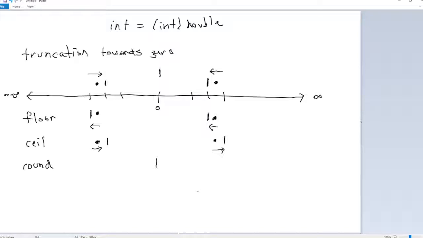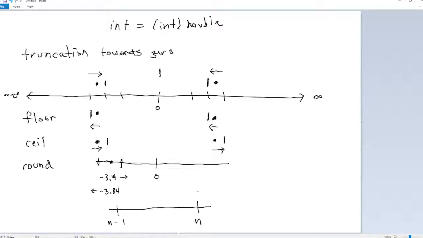Now I'm going to draw a second number line here. This will be 0. Just so I can have a larger amount of space. We'll say here's our point, minus 3.14. Well, if we round that, the 0.14 is less than a half, so we're going to move in the direction of negative 3. The number minus 3.84, the 0.84 is a lot closer to negative 4, so we would move to negative 4. We just move towards the closest integer. We divide the difference between the integer to the left, that would be n minus 1, and the integer to the right, n. And wherever that number fits in here, the one that's closest is the one we round to.